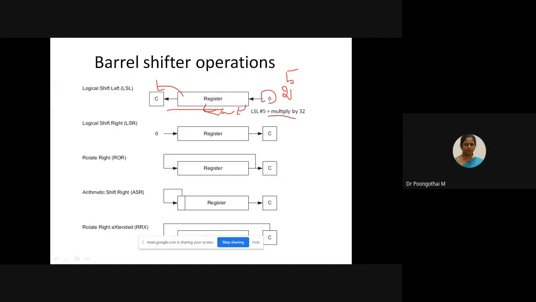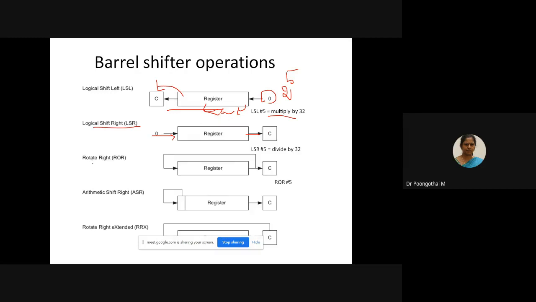And the next one is the logical shift right instruction. This instruction is similar to unsigned divide by 2 power n. For example, LSR #5 means 2 power 5, so divide the register content by 32. This moves each bit of the register to the right. Similar to the left shift, 0 is inserted at the leftmost end and the last bit is removed from the rightmost end and placed in the carry flag.